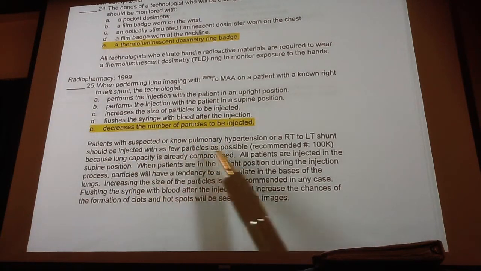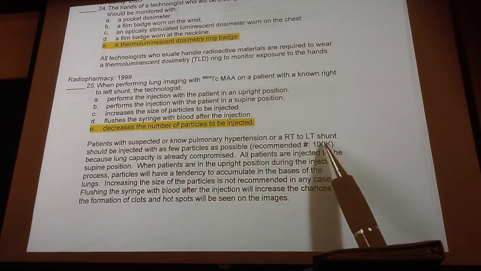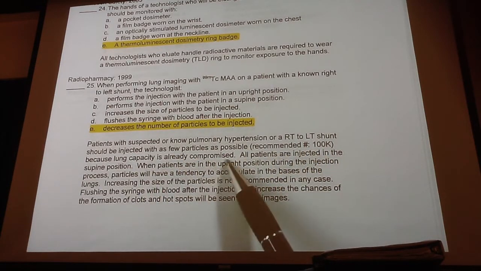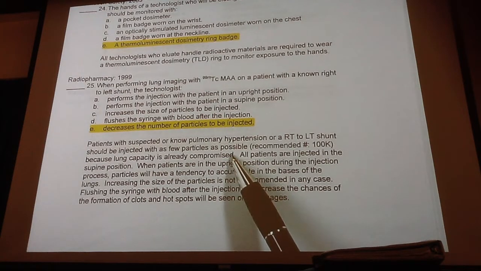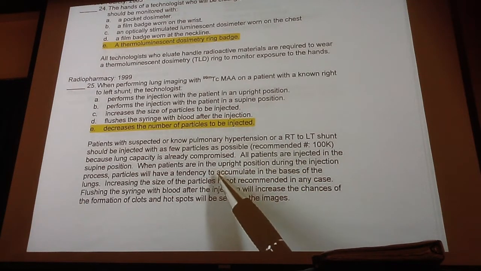Over here, patients with known pulmonary hypertension or right to left shunt should be injected with as few particles, less than about 100,000, because the lung capacity is already compromised. So if the patient has pulmonary hypertension, you don't want to inject a lot of particles, because that's going to make the pulmonary hypertension worse. Remember, pulmonary hypertension is where the blood can't leave the right side of the heart and get pumped into the lungs to get oxygenated. And if you inject more than 100,000 particles, you're going to be blocking more blood flow into the lungs. So that's going to cause the right heart to go into failure. Not a good thing, right?